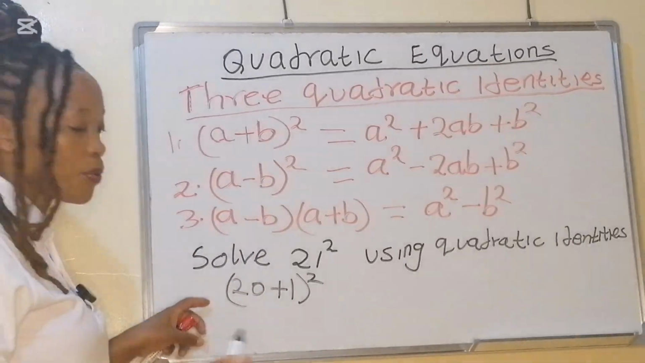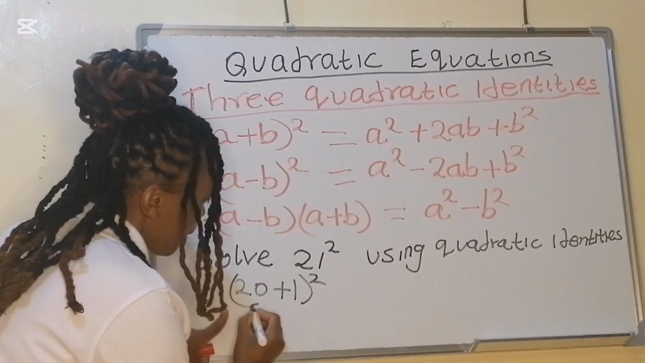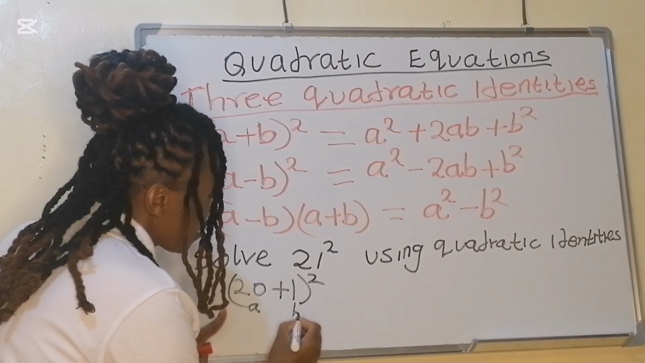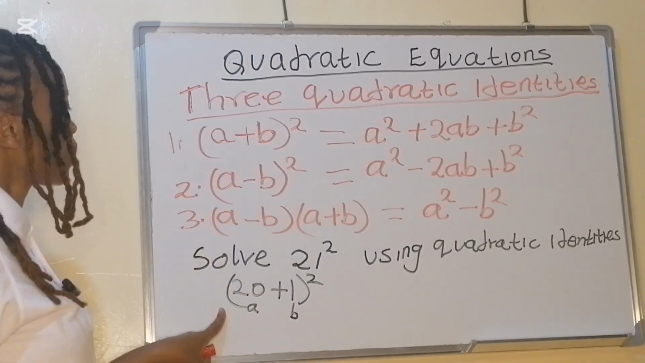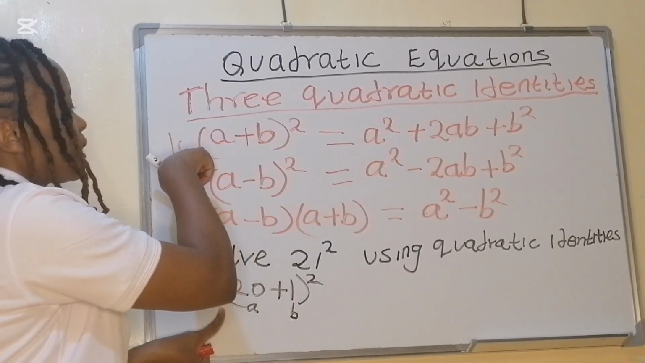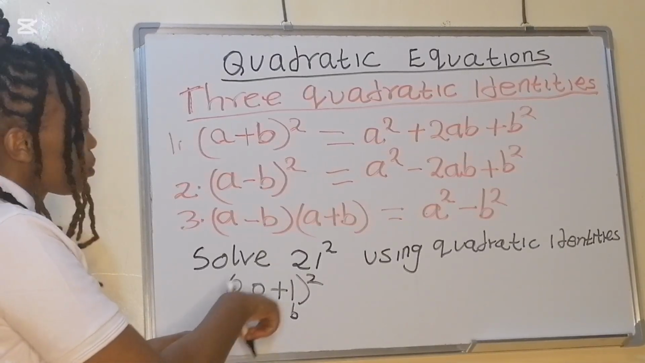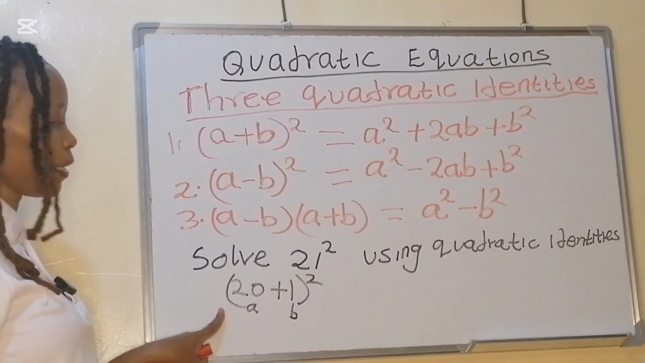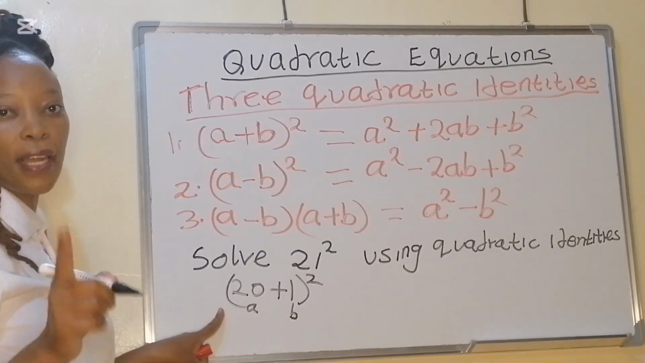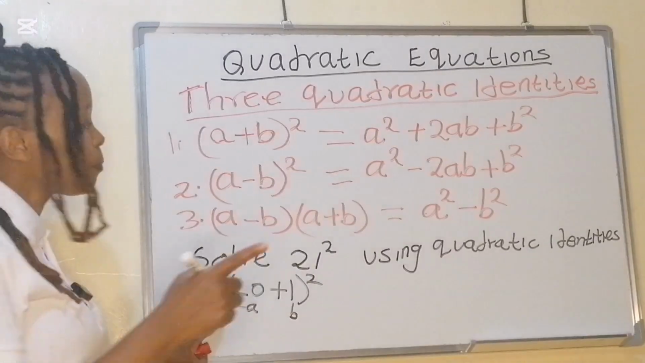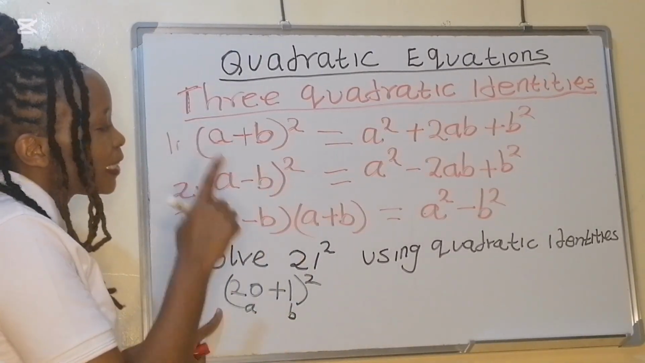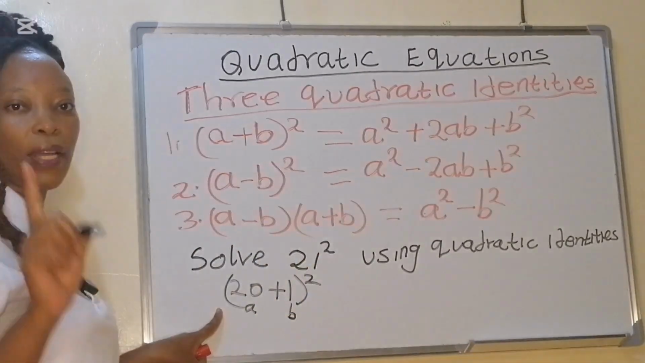So, we assume this is a and this is b. Let's use quadratic identity number 1 to solve 21 squared. I told you don't use a calculator. You have been told to use quadratic identity to solve 21 squared.